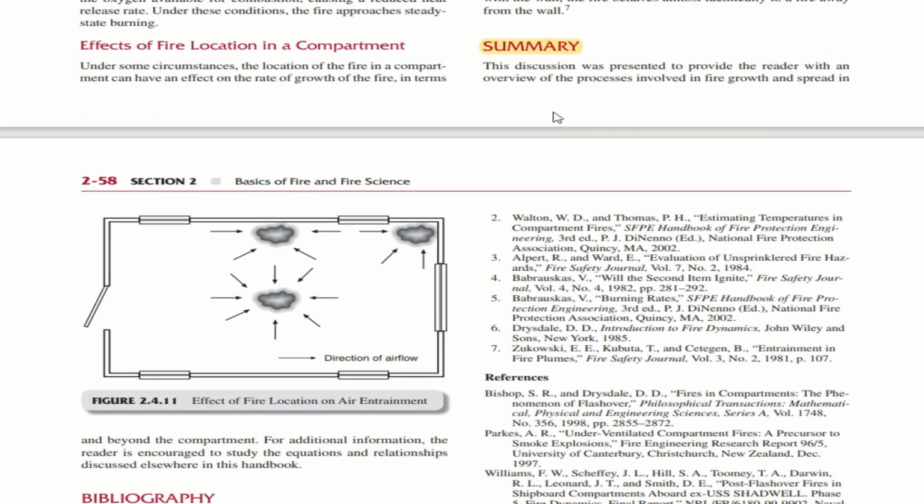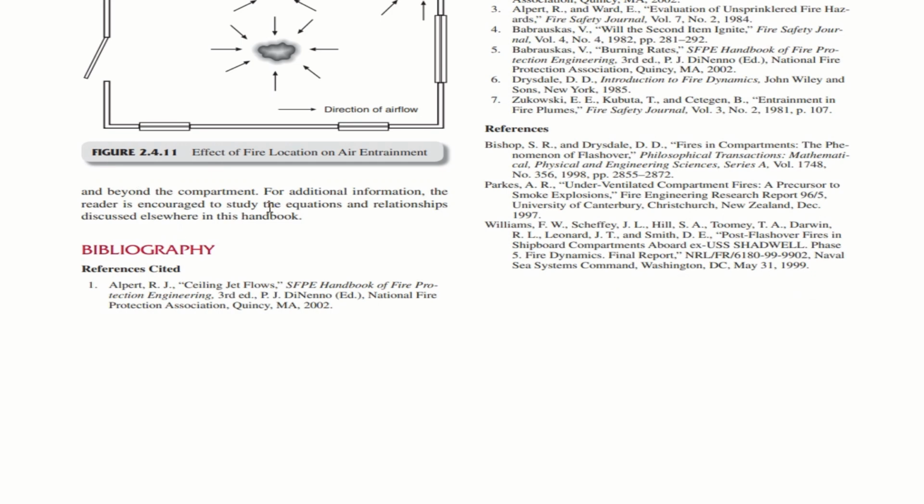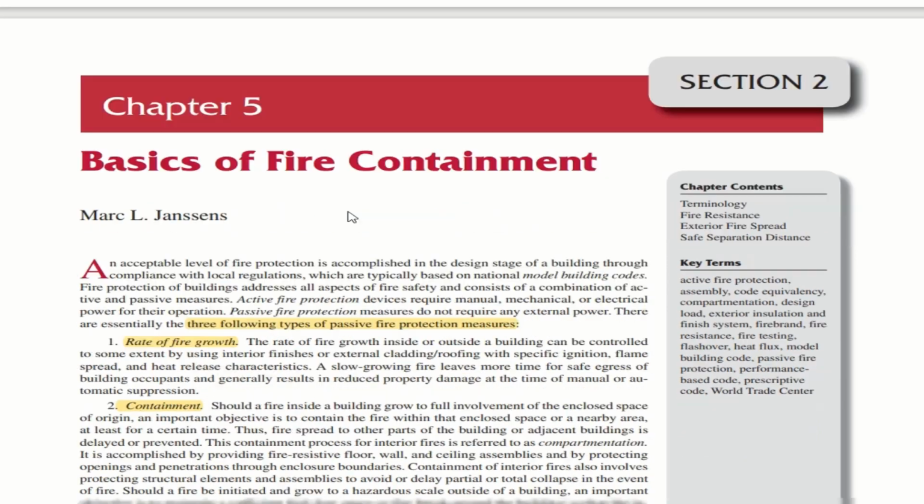The summary states the discussion was presented to provide the reader with an overview of the processes involved in fire growth and spread in and beyond the compartment. For additional information, the reader is encouraged to study the equations and relationships discussed elsewhere in this handbook. So we will go through chapter 5 quickly.